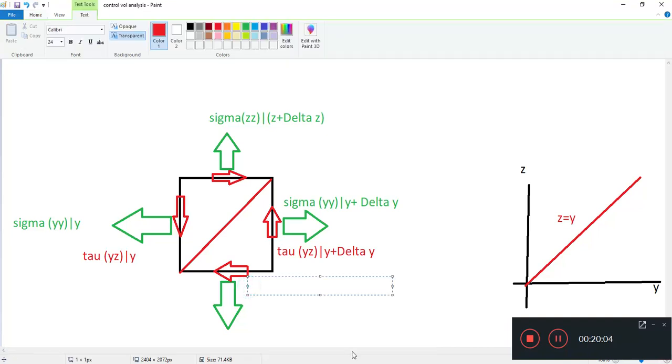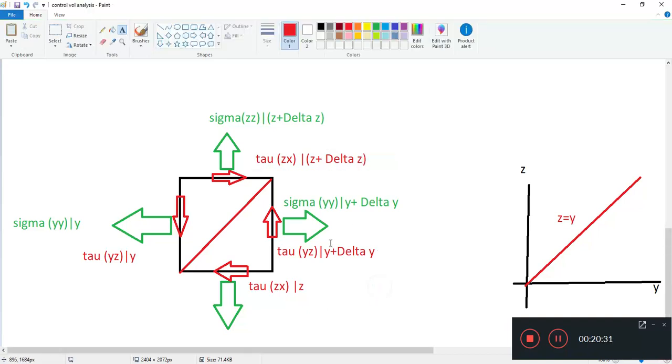This one is a shear stress. Which plane is it? It's perpendicular to z, and it's going in the x direction. Tau zx. Where is it evaluated at? z. So the other one will be tau zx evaluated at z plus delta z.